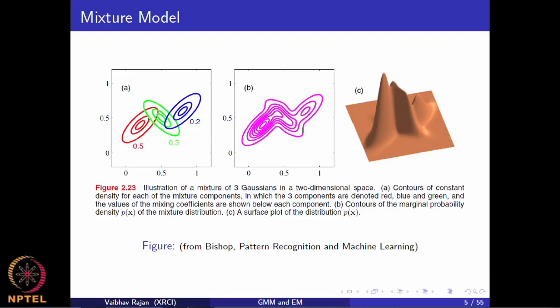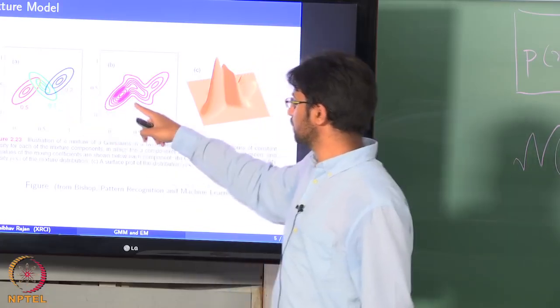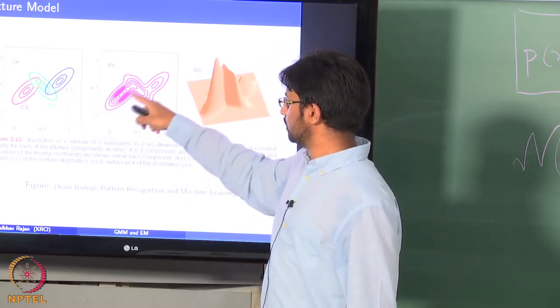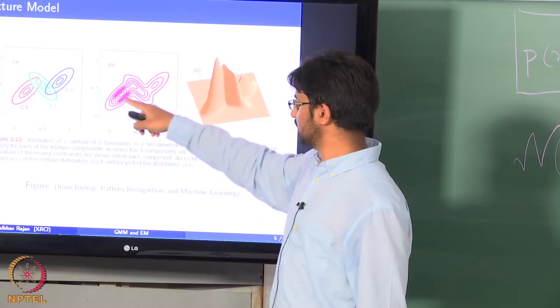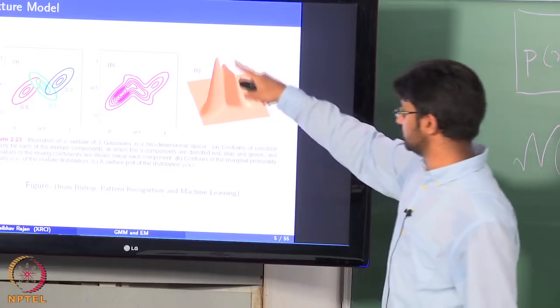So this is another figure from the same book, an illustration of 3 different Gaussians. As I was saying, these Gaussians need not always be well separated. In this case, because of the mean and variance that are chosen, they are overlapping. Somebody is telling you that there are 3 different Gaussians, but when you look at the data and try to plot the fitted density, it looks something like this, and this is the surface plot of the distribution.